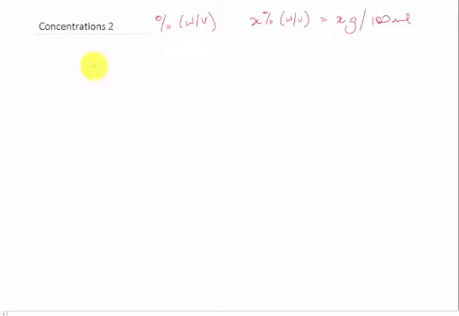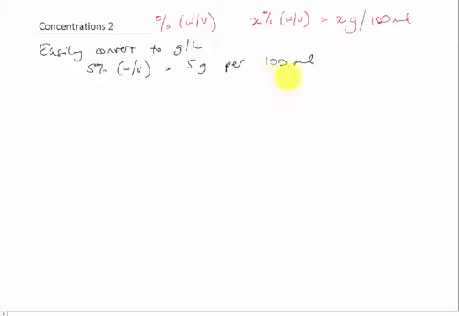So that means that if we've got 5% weight per volume, that's how it's written with the brackets and the slash there. So that means that's 5 grams for every 100 millilitres. And we can easily convert to grams per litre by just changing this volume. So this is just the same as we did in the last video.